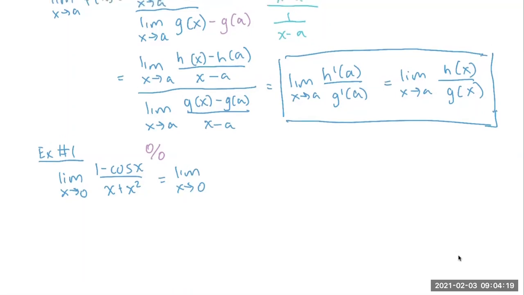Okay, so if we take the derivative of the top, you get sine of x. If you take the derivative of the bottom, you get 1 plus 2x. And every time you take the derivative of the top and bottom, do the plug-in again. Can you type into the chat, what do you get when you do the plug-in again?